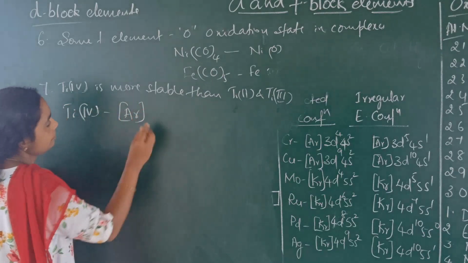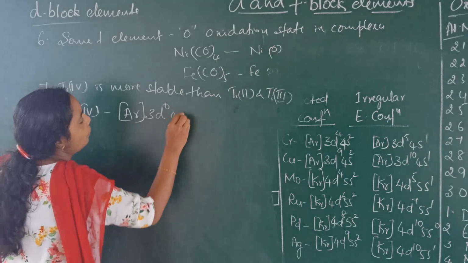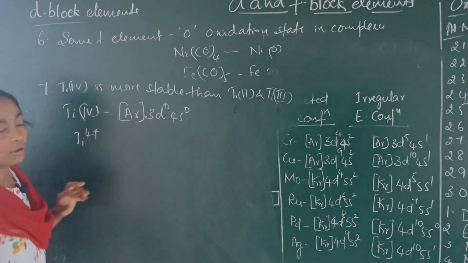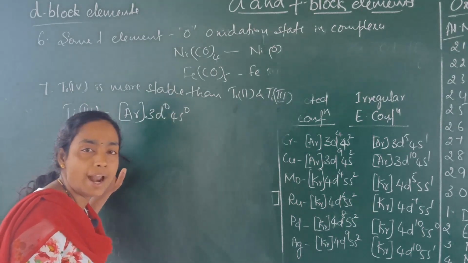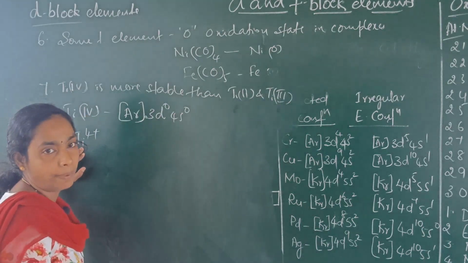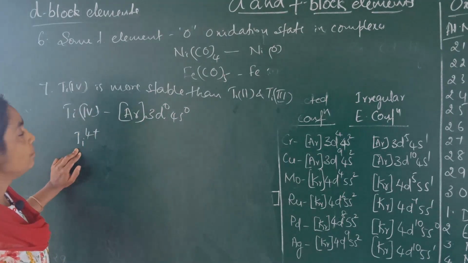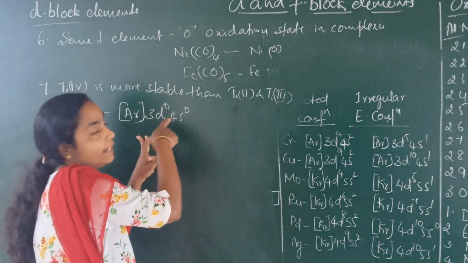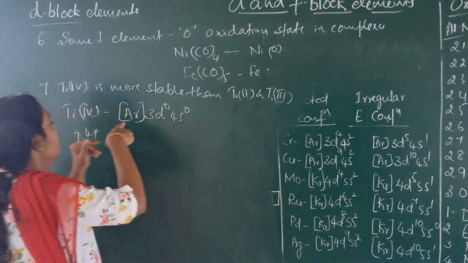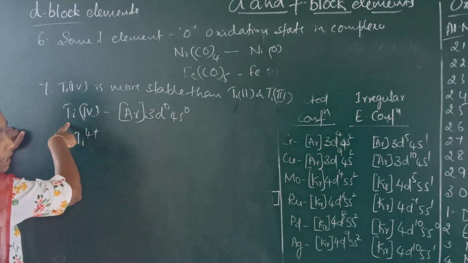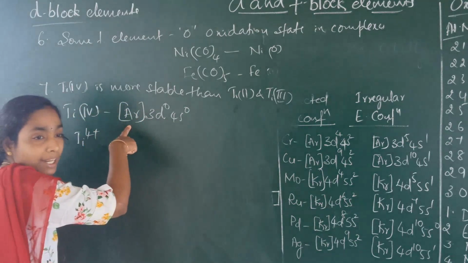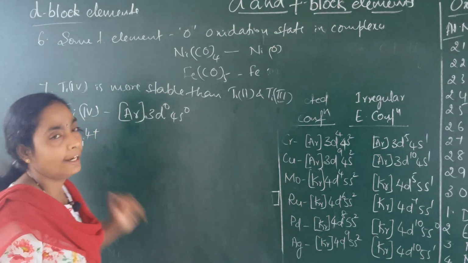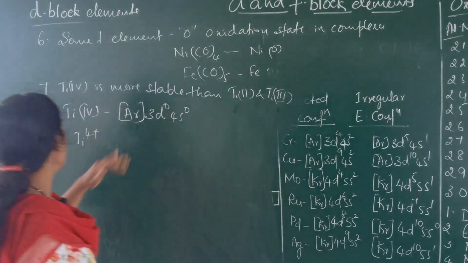Argon 3d0, 4s0. Titanium 4 means 4 electrons are lost by the titanium atom to form the titanium 4 plus ion. If the titanium atom loses its 4 valence electrons, it gets the electronic configuration of argon, 3d0, 4s0. That means the electronic configuration of titanium 4 is similar to that of argon. It is a noble gas, the more stable electronic configuration.